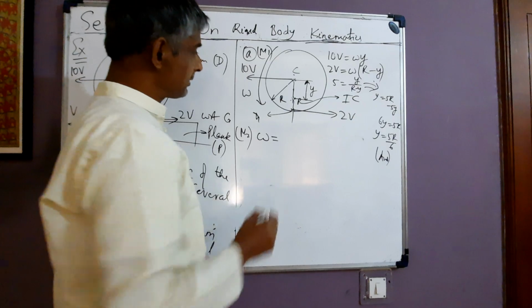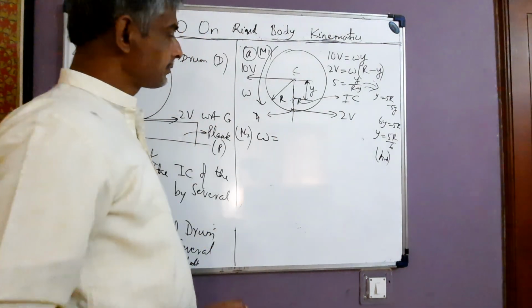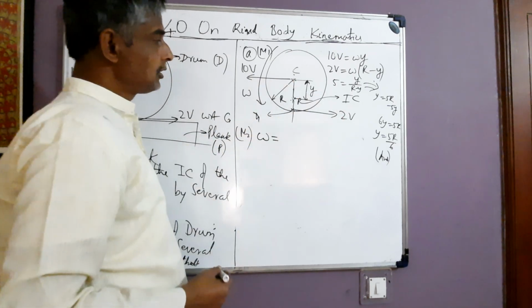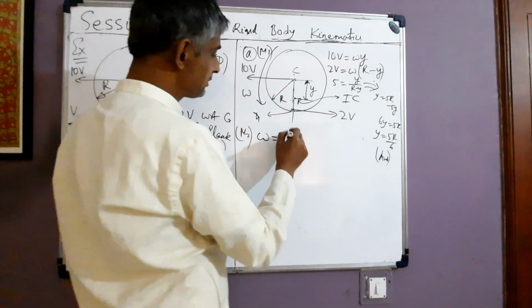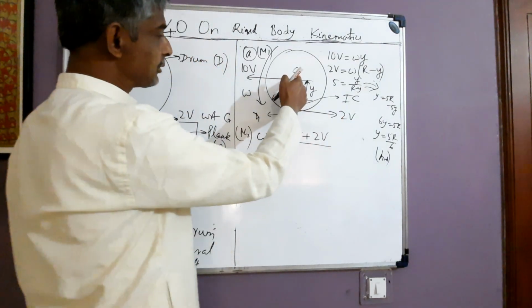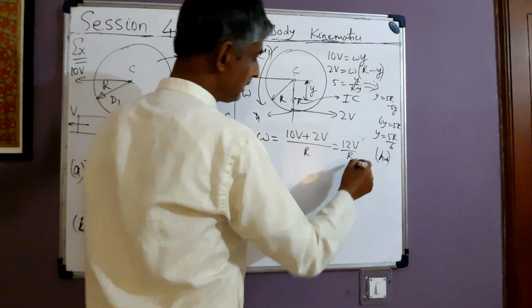Now omega of the drum with respect to ground is equal to the relative normal speed divided by the separation of the line CD1. Now the normal speed of C is 10v left and the normal speed of D1 is 2v right. So the relative normal speed between these two points is 10v plus 2v because they are in opposite directions. And the separation between C and D1 is r. So this becomes 12v by r.